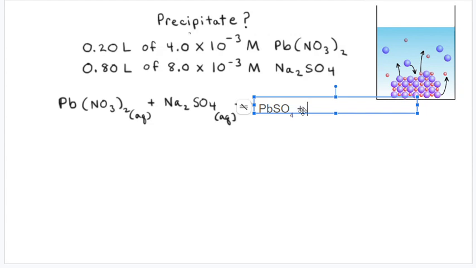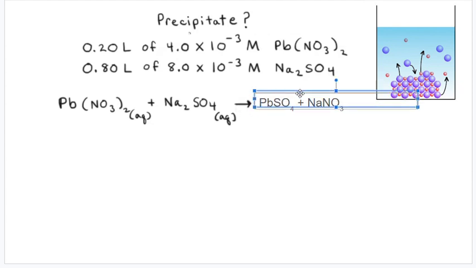And then on the products, the other one is going to be NaNO3. And Na has a charge of 1+, NO3 has a charge of 1-, therefore they cancel each other out, and we are good to go.